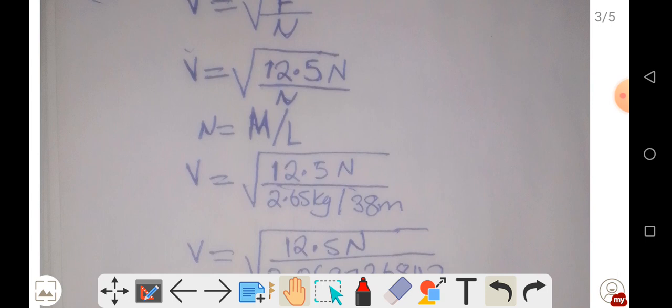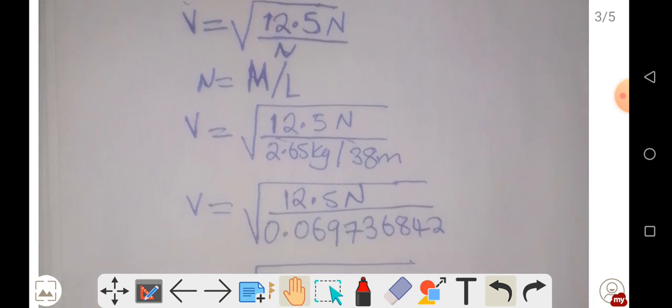we have mentioned that linear density is given by mass over length, which we have written here. The mass is 2.65 kg, which we have substituted there. Then the length is 38 meters. So when we punch this on a calculator, we get our linear density to be 0.069736842. So that's our linear density.